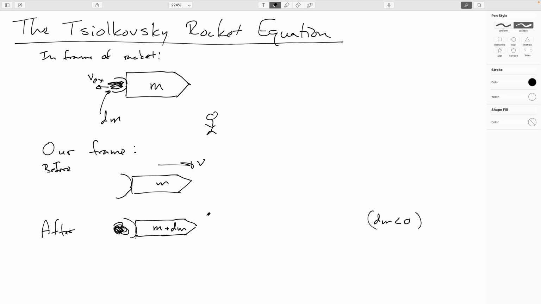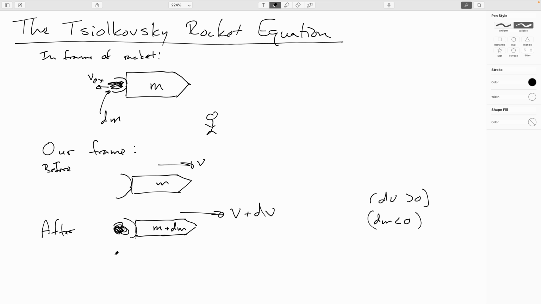Now afterwards we're going to say that this rocket is now moving forward at the original speed v plus some differential increase in its speed dv. So dv here will be positive.